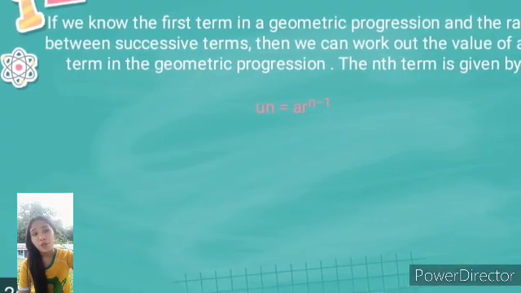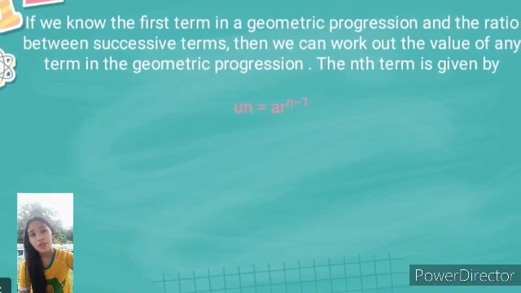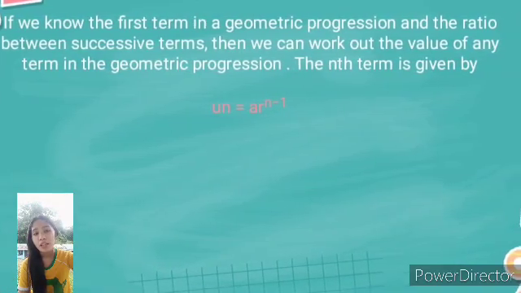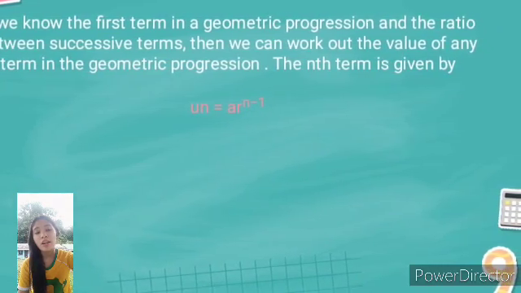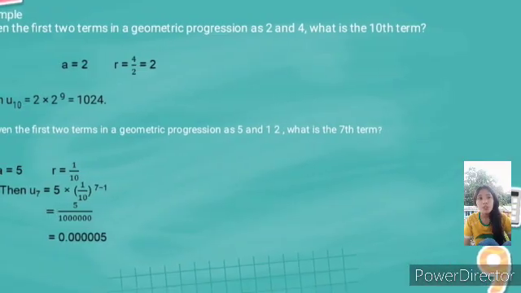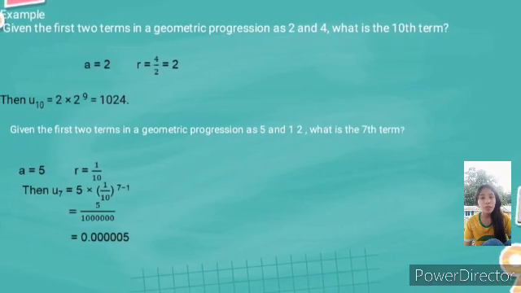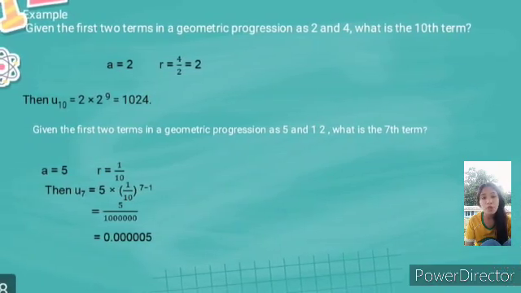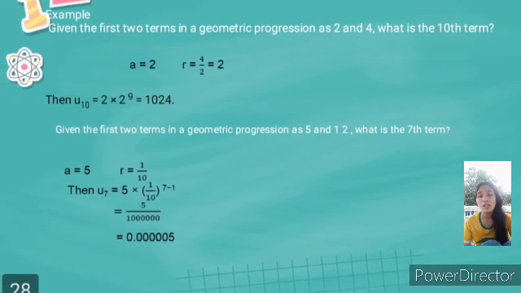If we know the first term in a geometric progression and the ratio between successive terms, then we can work out the value of any term in the geometric progression. The nth term is given by u subscript n equals ar raised to n minus 1. Given the first two terms in a geometric progression, 2 and 4, what is the 10th term? a is equal to 2, r is equal to 4 over 2, which equals 2. Then u subscript 10 is equal to 2 times 2 raised to 9, which is equal to 1024.